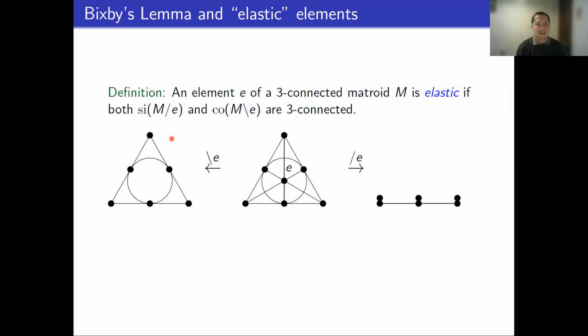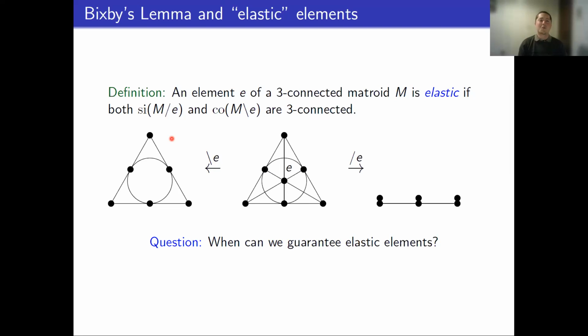So this is an extra bit of verbal terminology I'll use, which I haven't written down here. I'll call something contractible if the simplification of its contraction is 3-connected, and I'll call something deletable if the co-simplification after deletion is 3-connected. I'll use those terms on occasion. All right, and our question is when can we guarantee them? Perhaps a better way of phrasing that might be, when can we not guarantee them? What are the obstructions to elastic elements occurring?